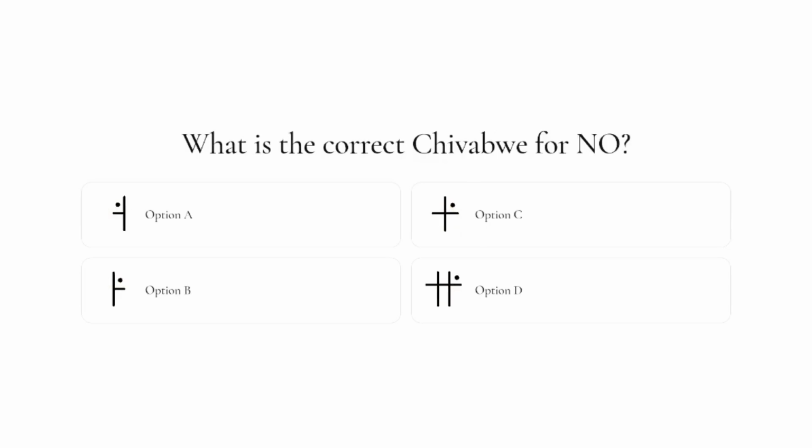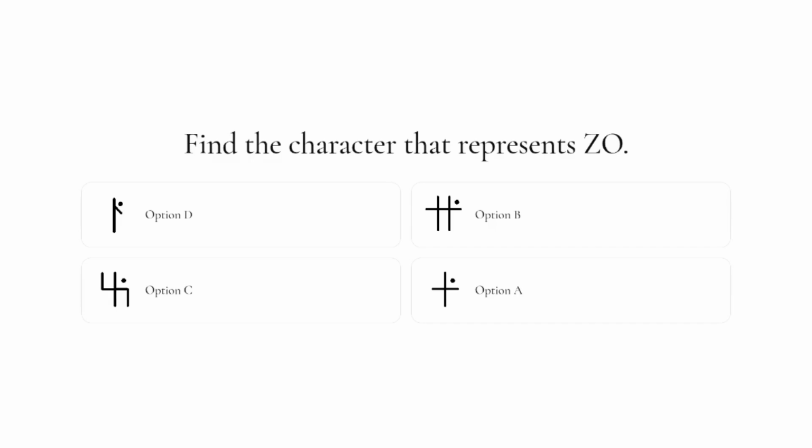Now, what's the correct Chivabwe for the sound N-O? We did O and we did N today. Let's see if you can get it right. Let me start the timer right now. And time's up. The correct answer is, once again, option A. And for the final question, find the character that represents the sound Z-O. The correct answer is option C.